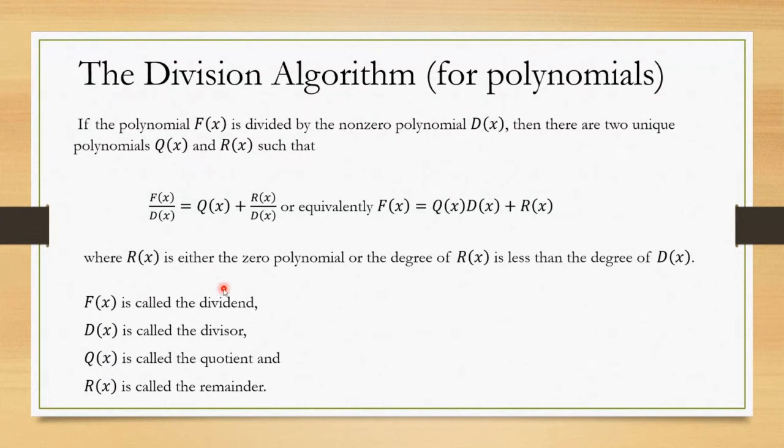Okay. So we have f of x is called the dividend here. D of x is the divisor. Q of x is called the quotient. And R of x is the remainder. So again, f of x is the dividend. D of x is the divisor. This is just terminology now. Q of x is the quotient. R of x is the remainder. So that's what we have here.